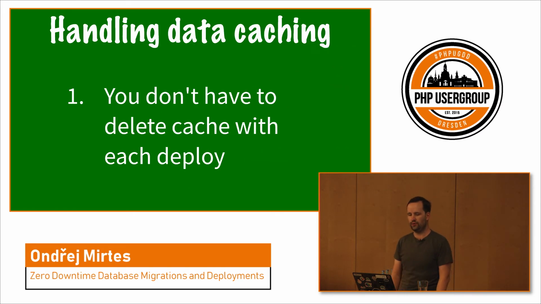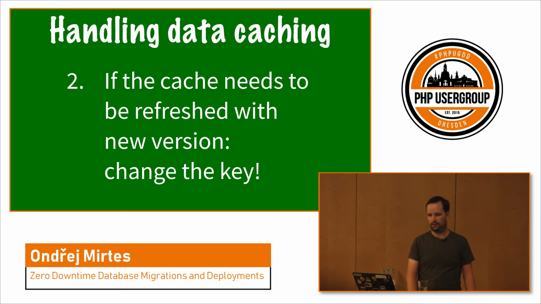I have a few notes about data caching. The common mistake developers make is that they clear the cache with each deploy. But it isn't necessary, because the thing that you are clearing the cache for might not have changed between the application versions. So by default, you should reuse the old cache from the old application version. Because if nothing related changes, you don't have to clear the cache, and it can be reused.